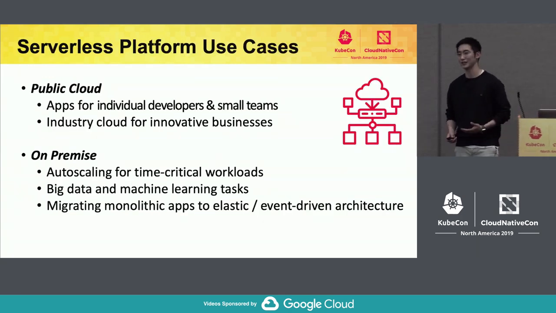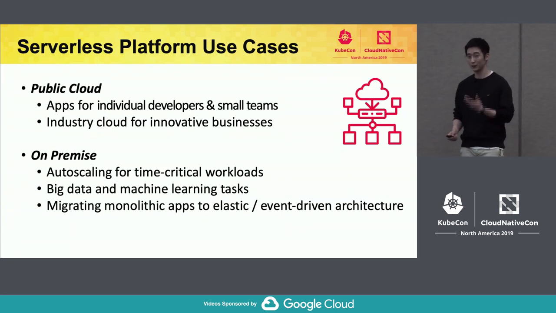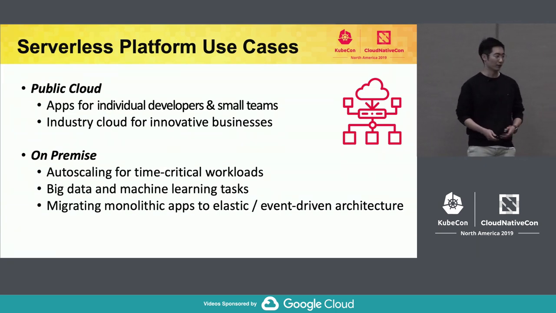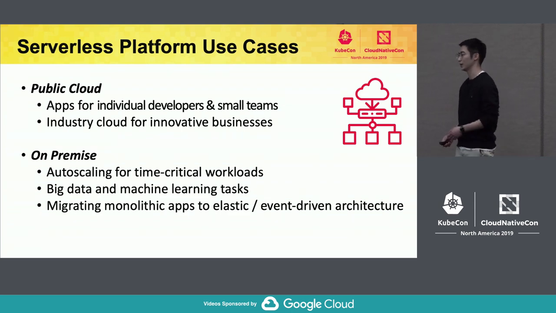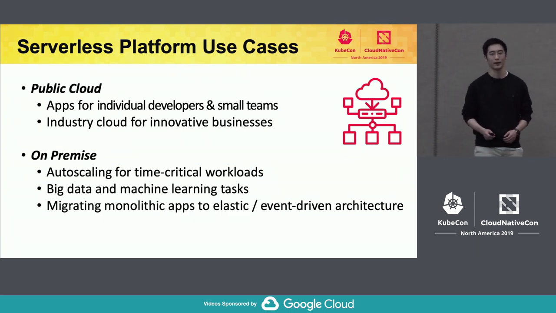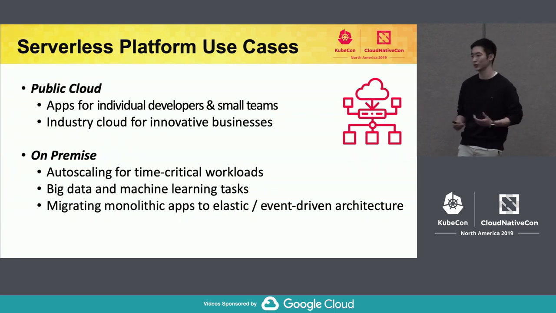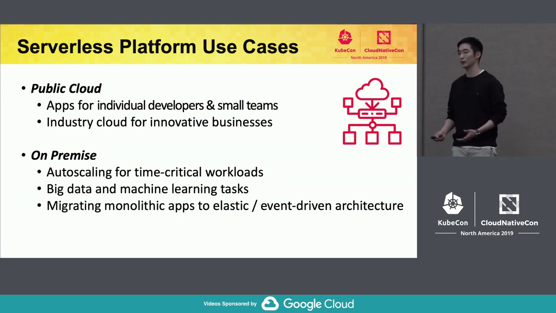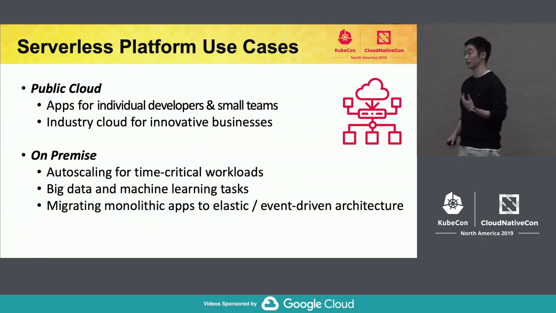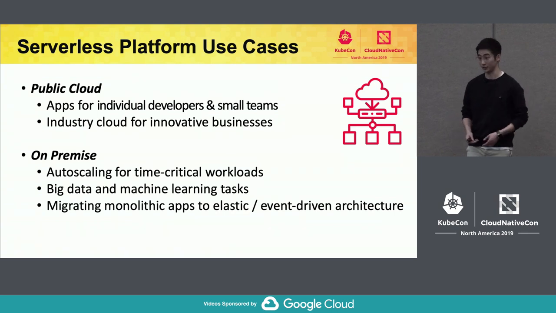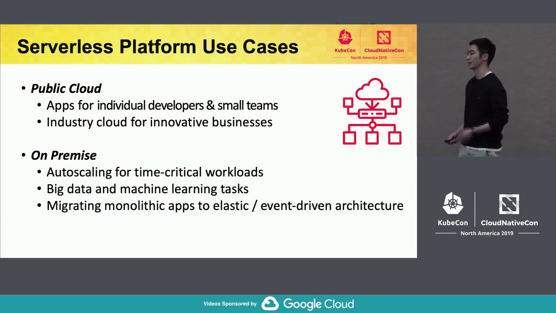Because of these advantages, serverless is useful in some use cases in the real world. First, for public cloud, it is suitable for individual developers and small teams because they want to get things started as fast as possible. And they want the workload to scale to zero to save cost. It is also suitable for some industry clouds. An industry cloud is some company or organization that builds a platform to share the infrastructure and resources with other partners. So they won't have to build the infrastructure again. Instead, they can collaborate and build upper-layer applications. Serverless can help to reduce the cost to the minimum.